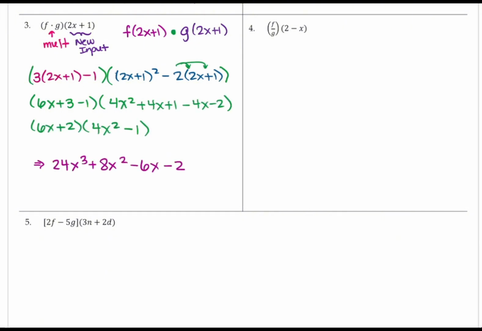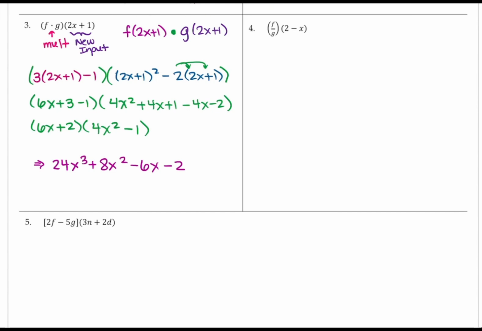All right, after doing my distribution and combining like terms, we end up with 24x cubed plus 8x squared minus 6x minus 2. For number 4, I am going to let you guys try this one out.